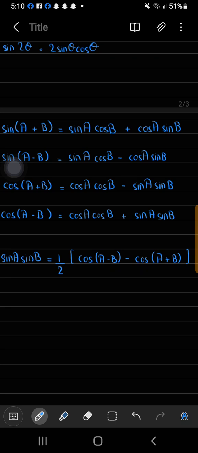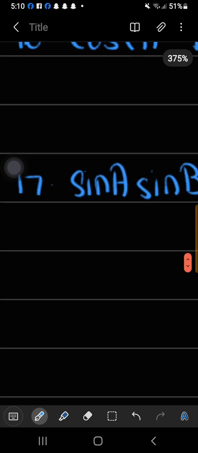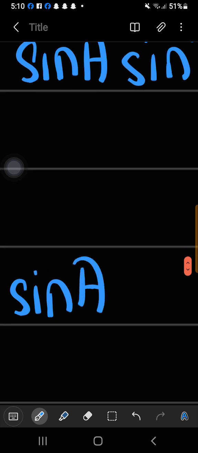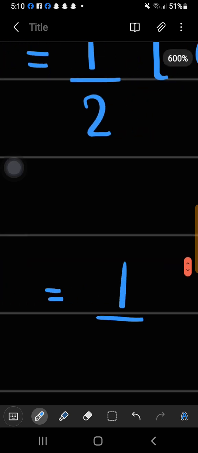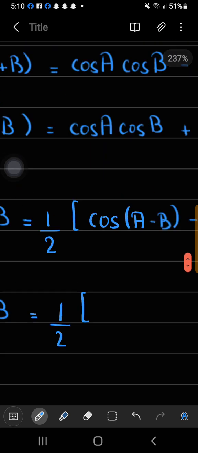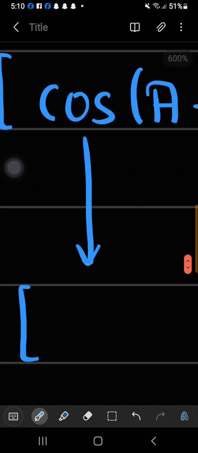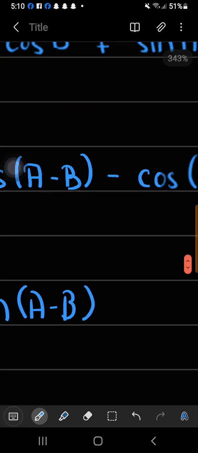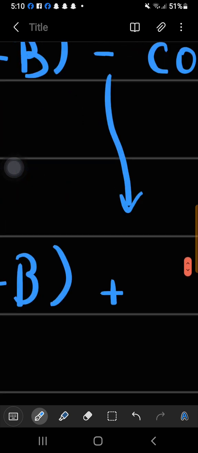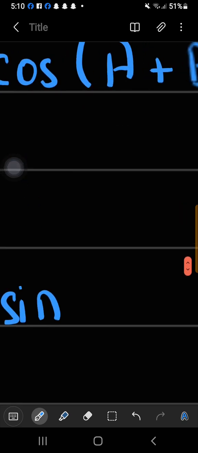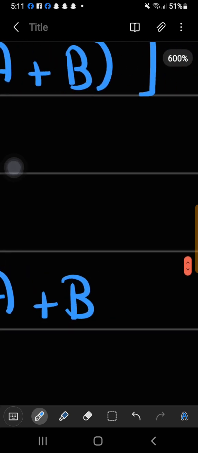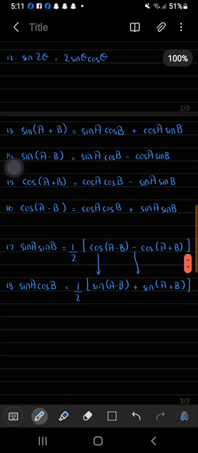Then if we have sin a cos b, the 18th, it is equal to 1 upon 2 large bracket, write just sine instead of cos, sine A minus B, and minus will become plus, and instead of cos we will write sine here, A plus B.